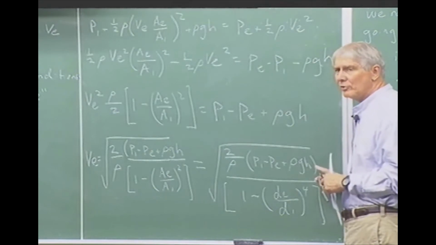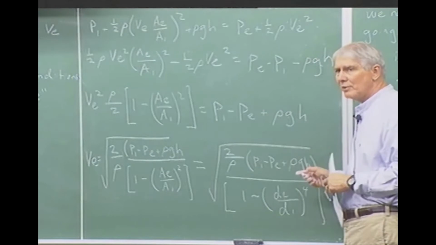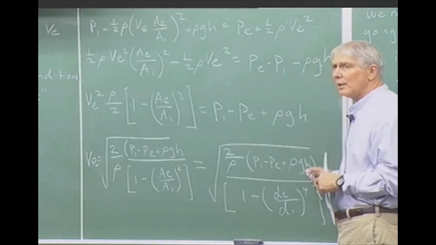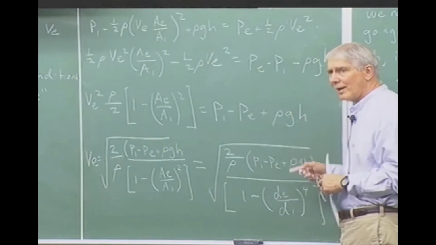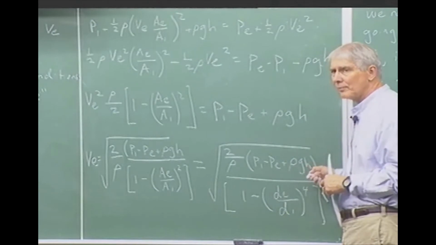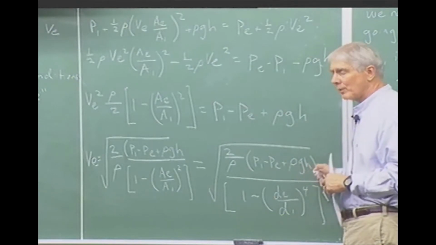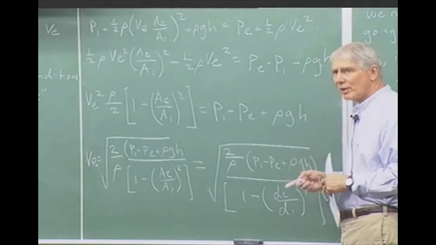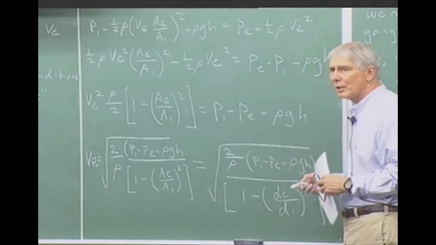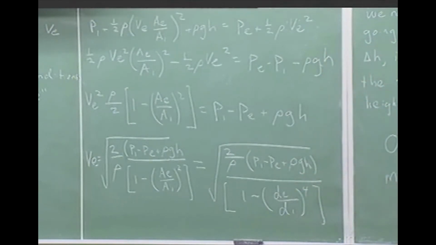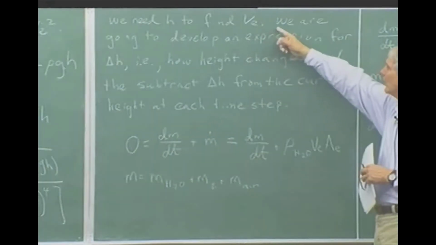Now the height is changing. What we'll do is we know the initial height because we measure that, and we're going to work in time steps of about 1,000th of a second, and we're going to get an expression for dH, and each time step we'll subtract off that, and that'll be our new h. So over here I've said we need h to find V exit.